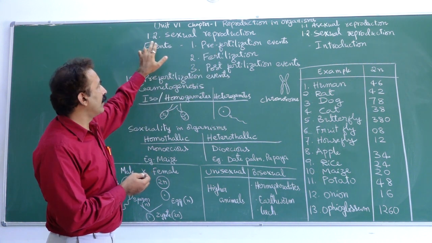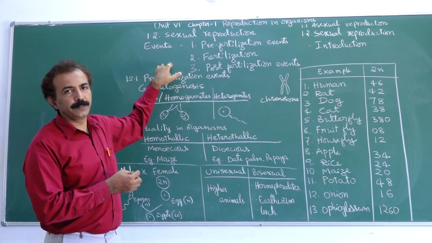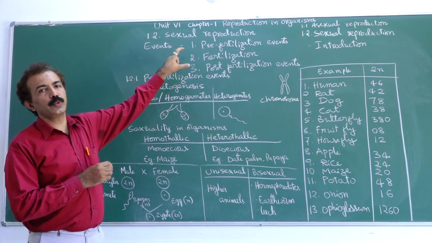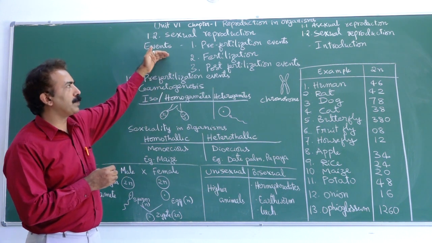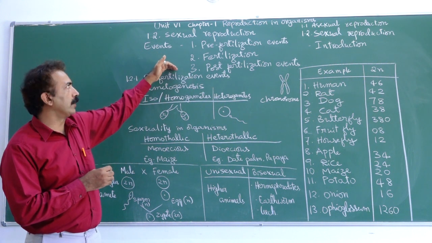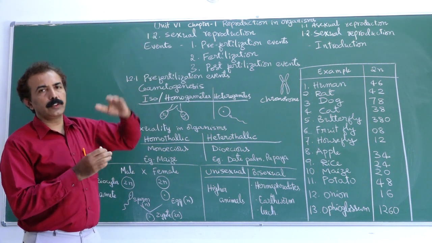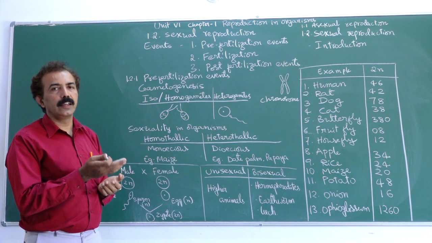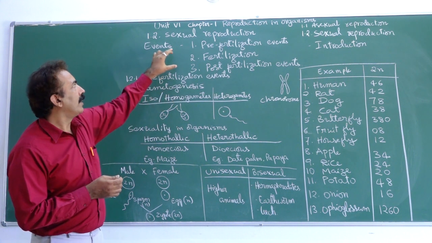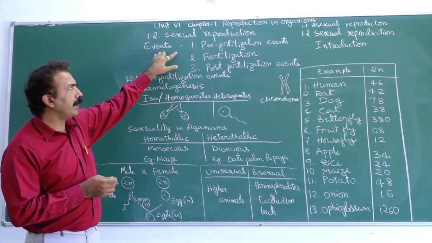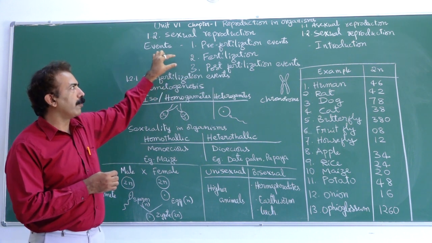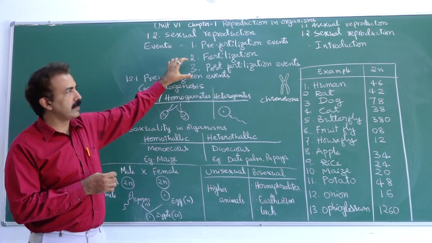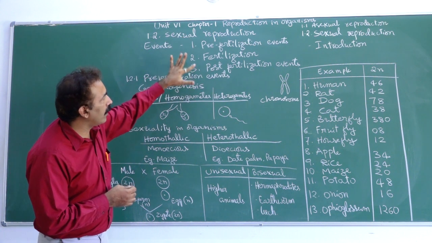Sexual reproduction, I am continuing further. I have listed the events during sexual reproduction. What are the steps of sexual reproduction? I told you there are 2 stages in life, the juvenile phase and the reproductive phase. And during the reproductive phase, there will be 3 events: pre-fertilization events, fertilization, post-fertilization events. Hope you can notice the difference.